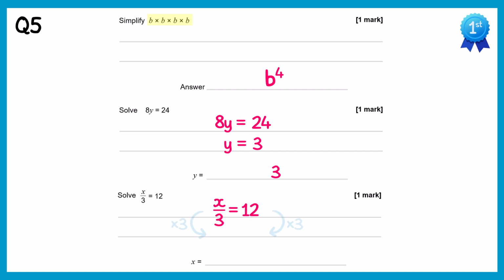And for the final part of the question, we need to solve this equation. We'll do this one by multiplying both sides by 3. On the left, we'd get x, and on the right, 12 multiplied by 3 is 36. So the answer is x equals 36.